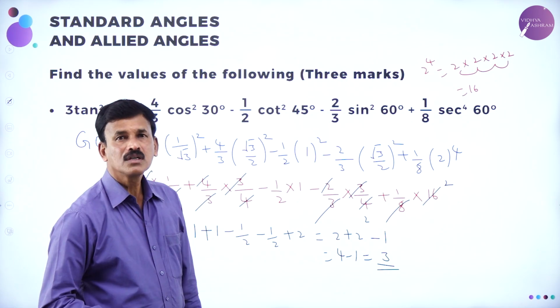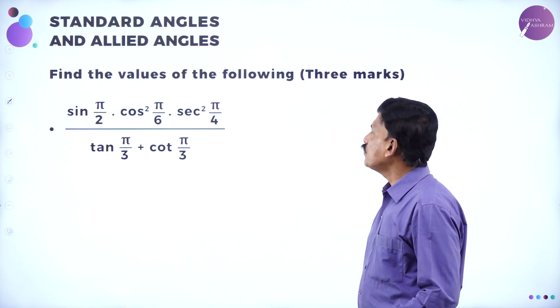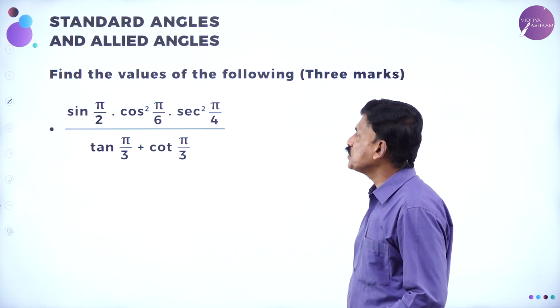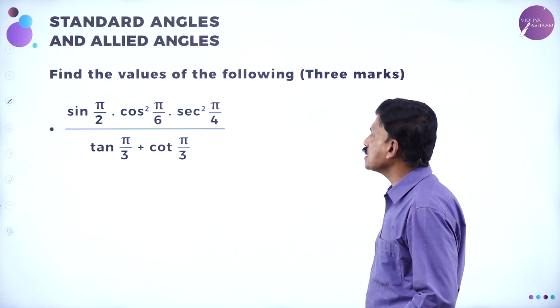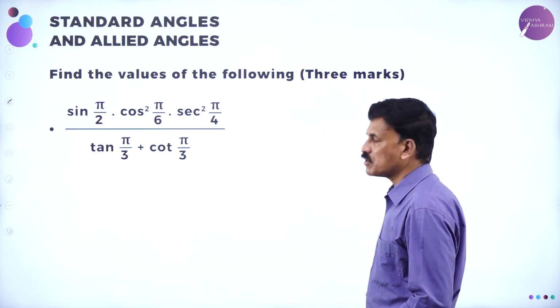That's it. Okay. Now, let us move on to the next problem. What is the next problem? Find the value of sin pi by 2 into cos square pi by 6 into secant square pi by 4 divided by tan pi by 3 plus cot pi by 3.